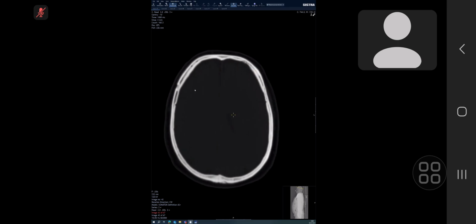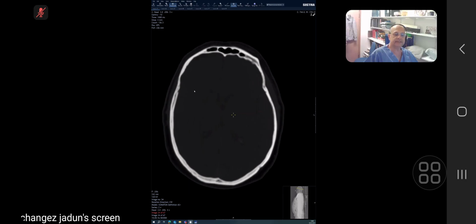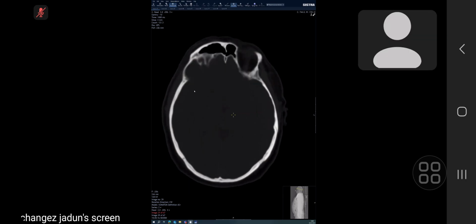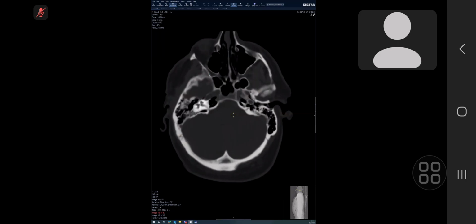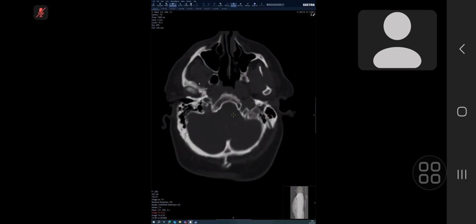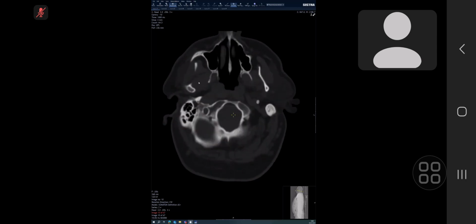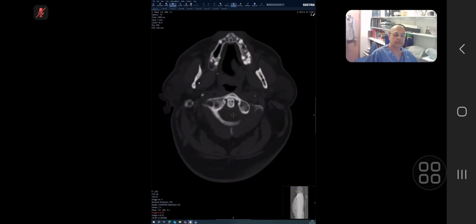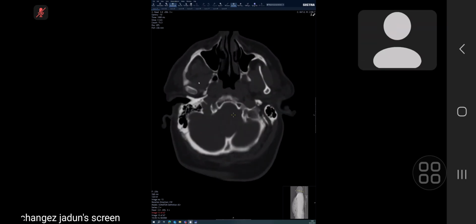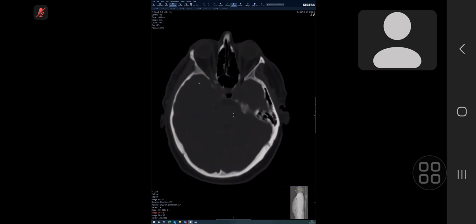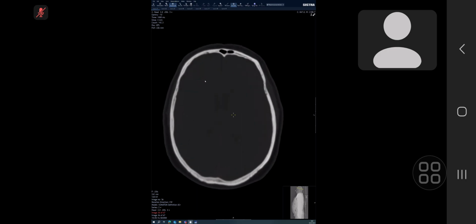Yes, sir. So keep describing so that the audience keeps listening. Till now, I've not been able to make out any obvious fractures in this patient. Now I'm looking at the basal sections, and here also, the basal sections are not showing any obvious evidence of any fracture which I can see. I don't see any obvious fractures in the bone window.